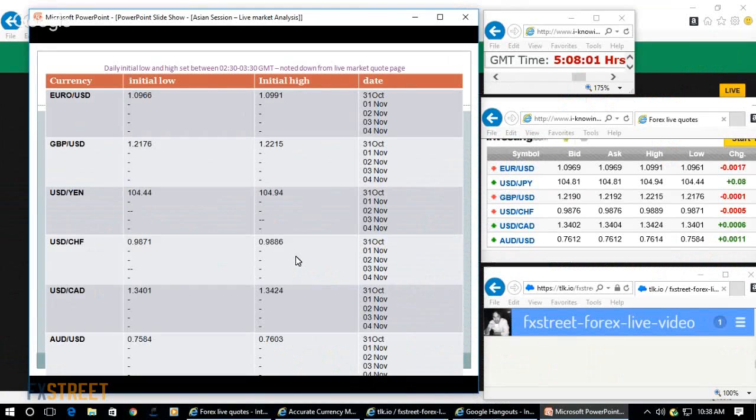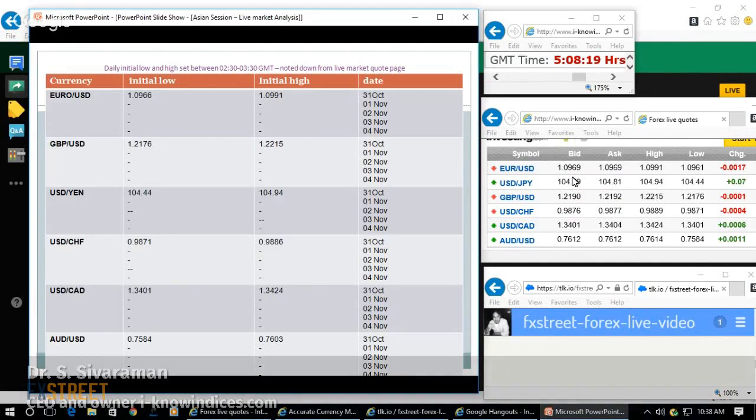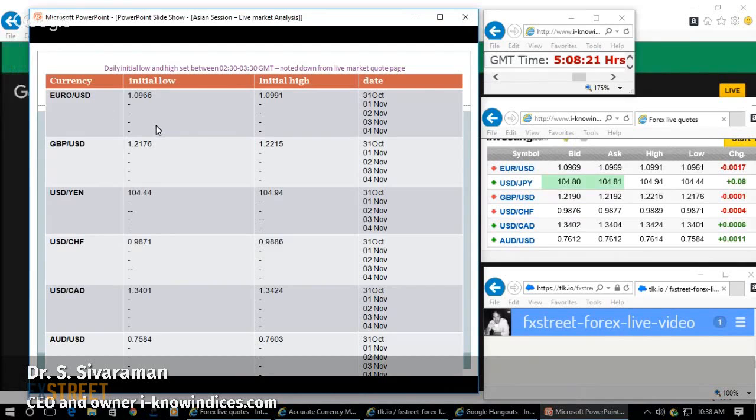So market reading, normally we note down the initial lows and the highs around 3:30 GMT and try to compare it to that of the market and see where exactly they are taking the market. Now in the case of Euro, 1.0966 was the initial low. They came down to 1.0961 and started gaining the level. A brief downward stop for about 5 pips. And the high is 1.0991 and they have not breached it.